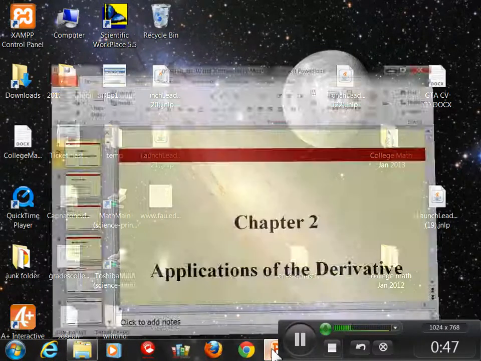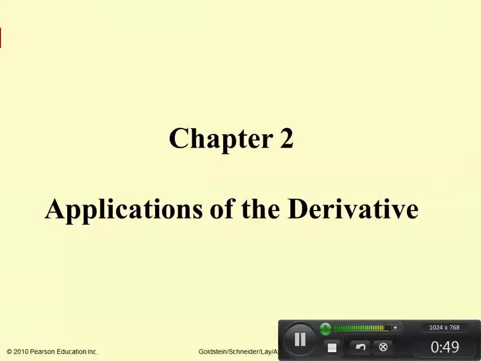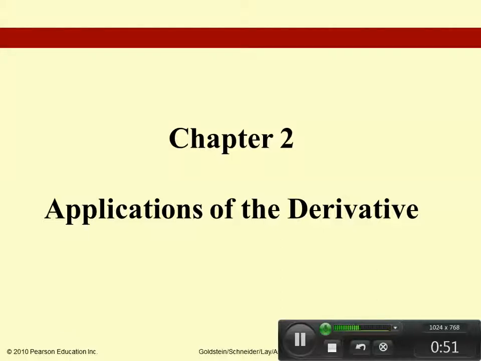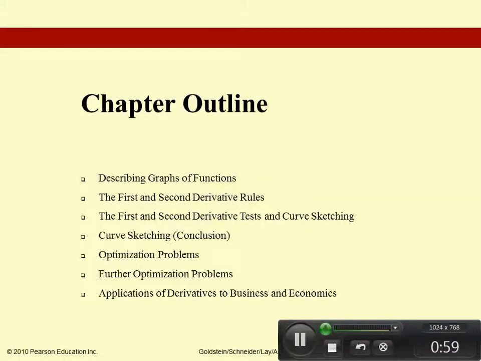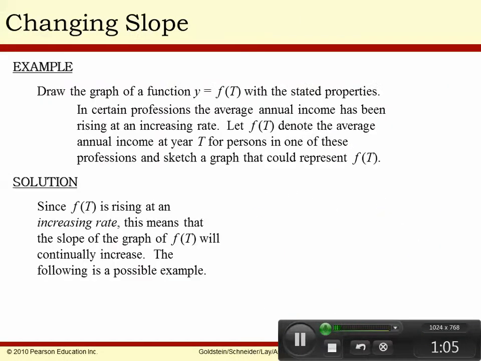So let's continue. We're on chapter 2. And you guys are going to have another quiz coming up soon, and I'll say a little bit more about that. Okay. So the outline of this chapter is going to start off with describing functions. Okay, we read past that. We're in one.